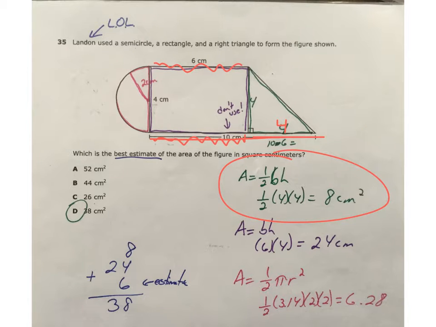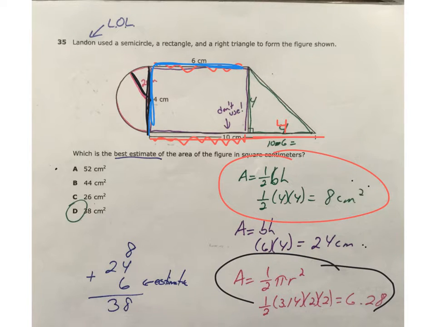Area of the rectangle is obvious, but it is a 6x4. Don't use the 10. It's a 6x4. And then there is also the half circle or semicircle. The diameter is 4, so you got to use a radius of 2. So make sure you're calculating all of those correctly. And you add up all the pieces: 8 for the triangle, 24 for the rectangle, and 6.28 for the half circle.